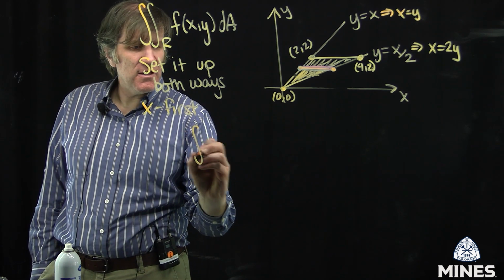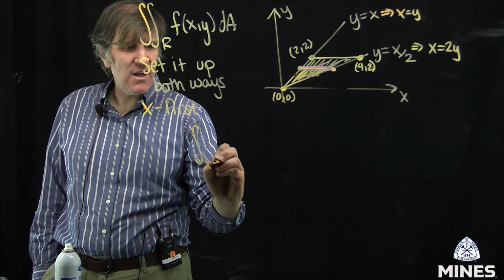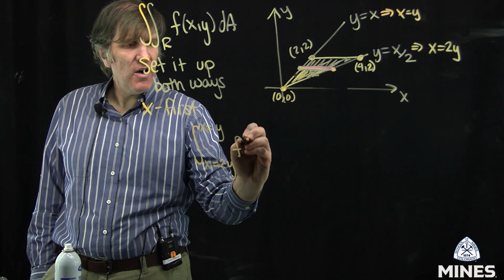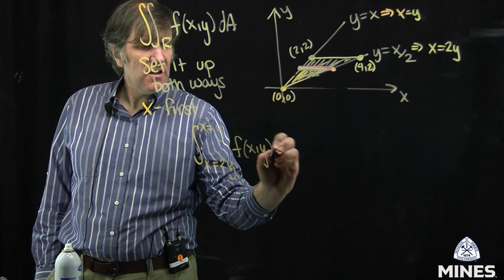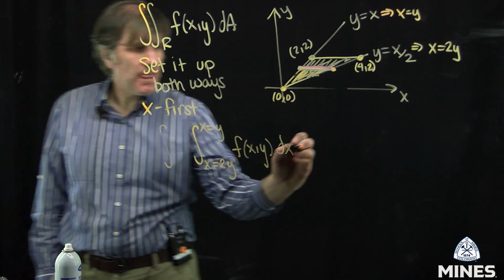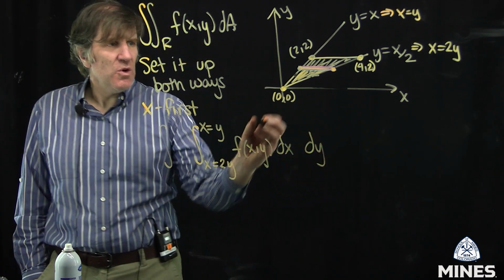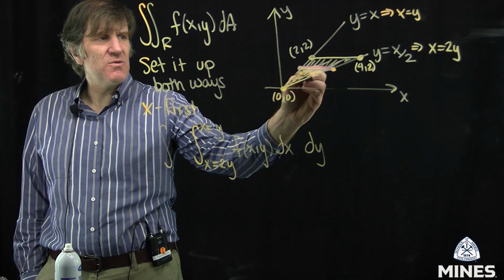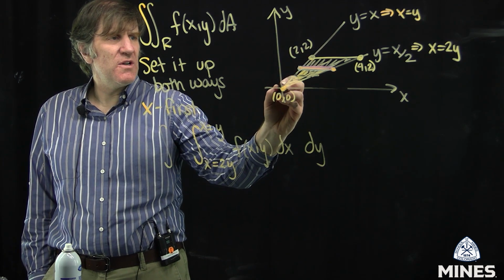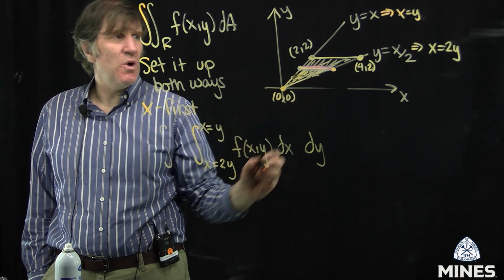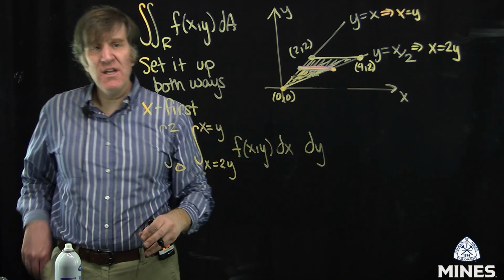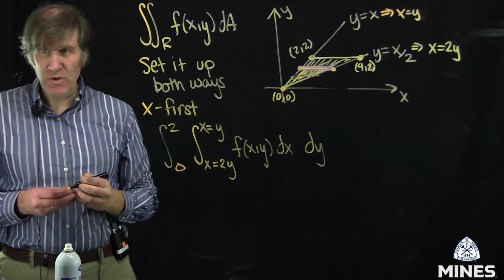So we have our x first integral. We go from x equals y up to x equals 2y of the function we're integrating, dx, and then the dy, we're thinking of just a bunch of these rectangular pieces all the way down here from y equals 0 all the way until we get up to y equals 2. So we go 0 to 2. That's the integral as an x first integral.